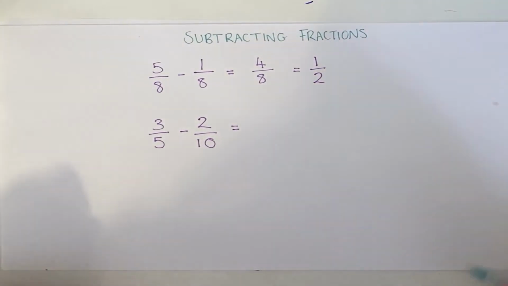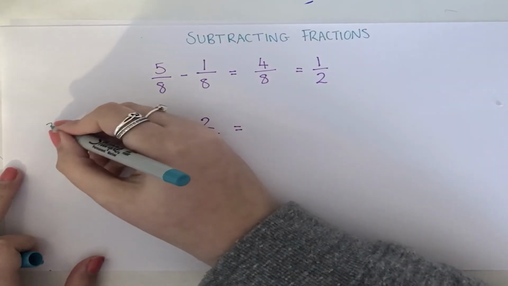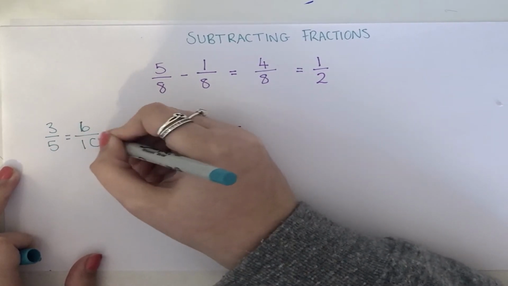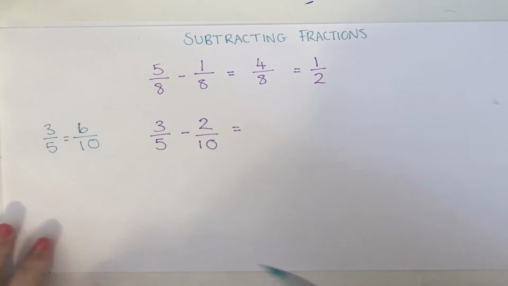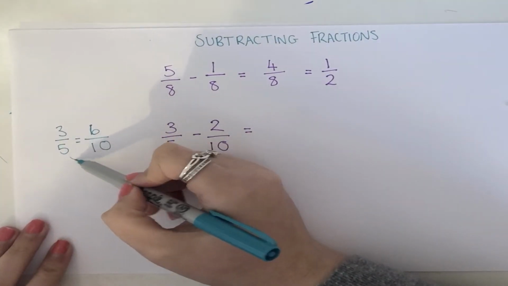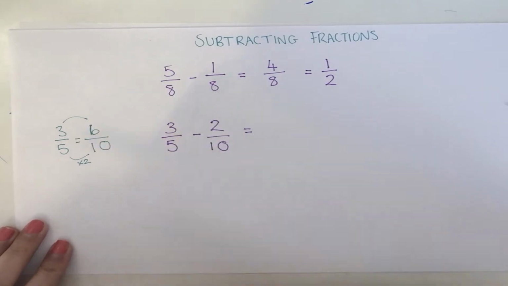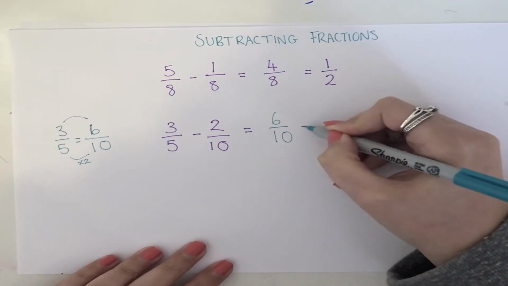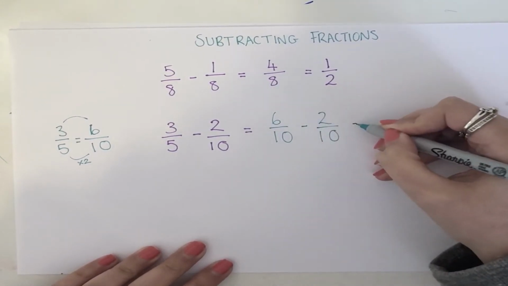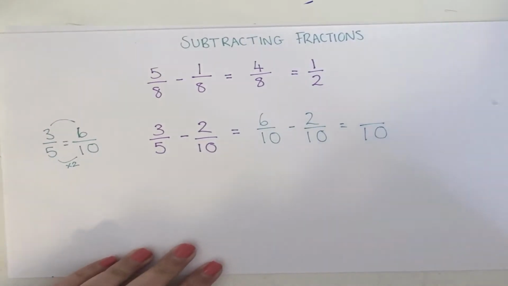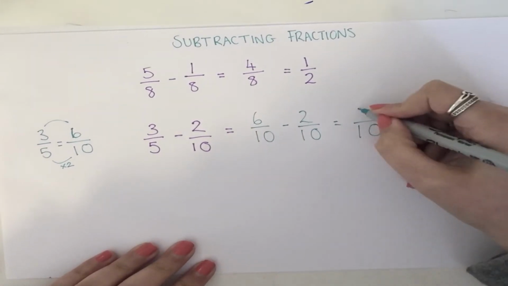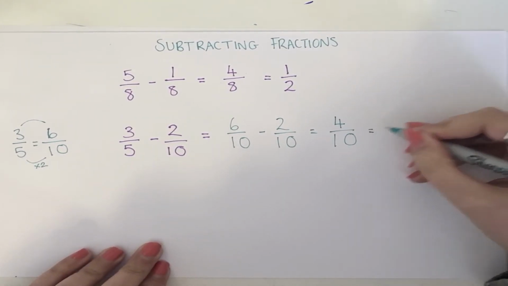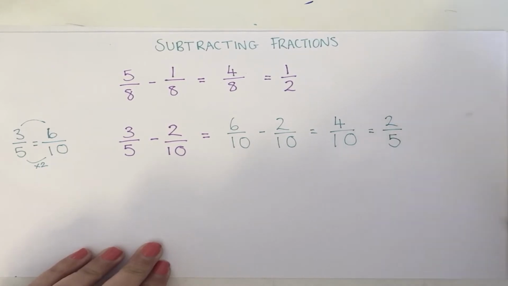So using my knowledge of equivalent fractions, I know that 3/5 is equal to 6/10. Okay, because following that rule, whatever you do to the bottom, which was timesing it by 2, you also have to do to the top. So I've actually now got 6/10 minus 2/10. Leave my denominator the same and just do 6 minus 2, which is 4. Again, using my knowledge of equivalent fractions, I can simplify this down even further into 2/5.